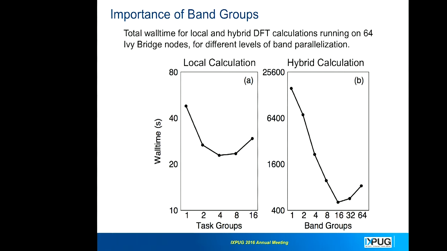You get something like a factor of 2x speed up, depending on whether you use task groups versus not using them. But when you're talking about hybrid DFT, then band parallelization really matters a great deal. I mean, this is a log scale, so we're talking a couple orders of magnitude improvement from when you don't use band groups at all to when you use the optimal number of band groups.